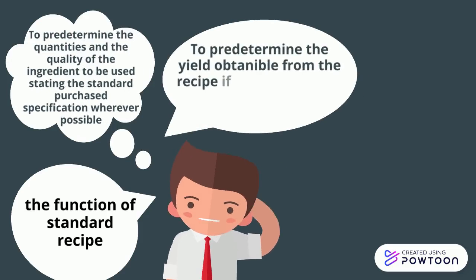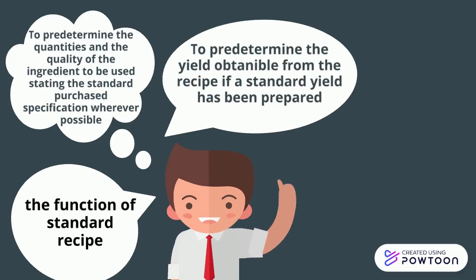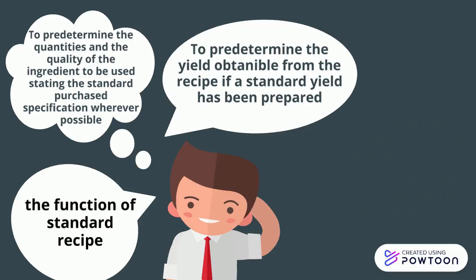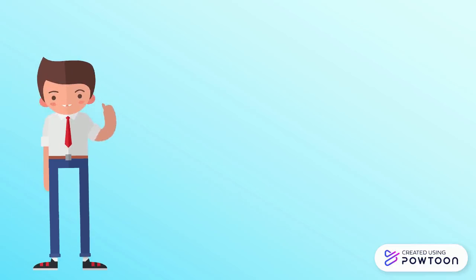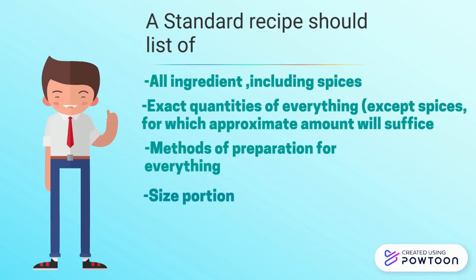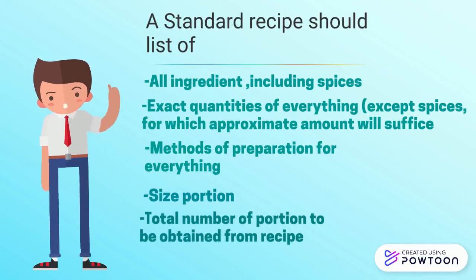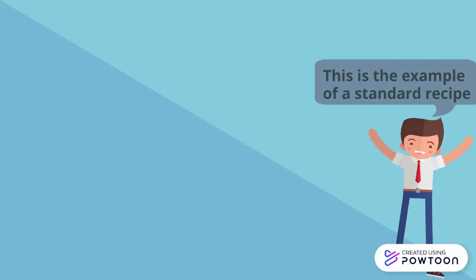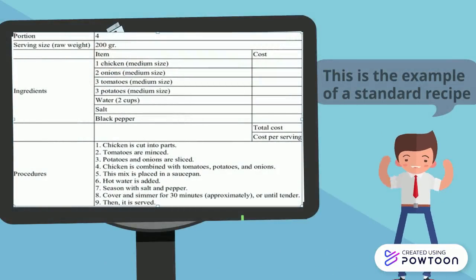be used, stating the standard purchase specification wherever possible, and to predetermine the yield obtained from the recipe if a standard yield has been prepared. A standard recipe should list all ingredients including spices, exact quantities of everything, method of preparation for everything, size of portion, and total number of portions to be obtained from the recipe. This is an example of a standard recipe.